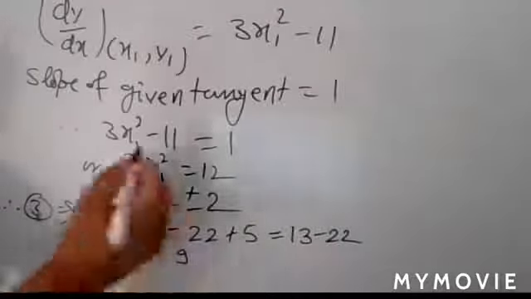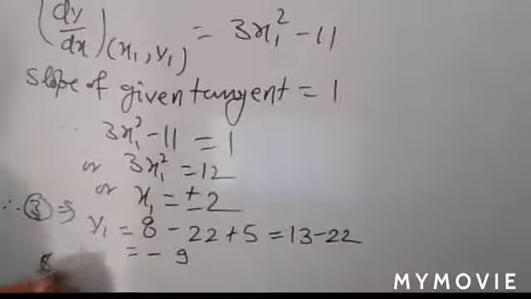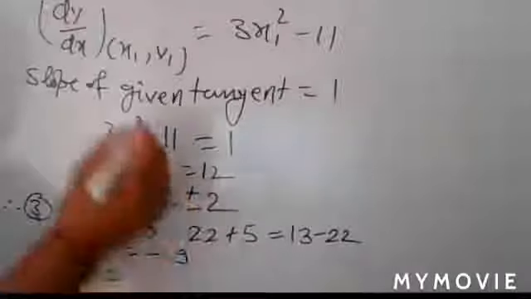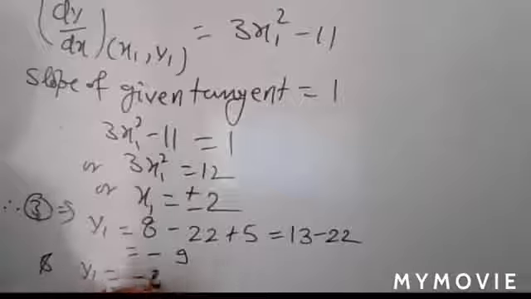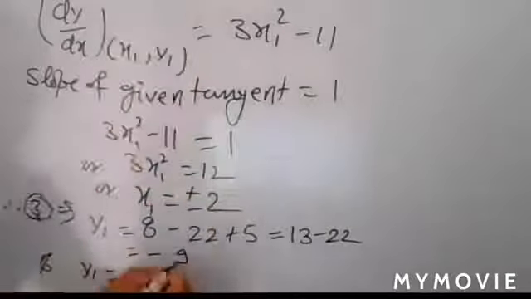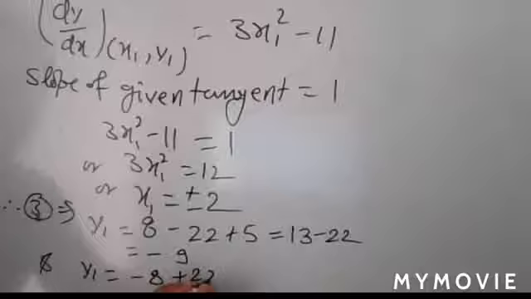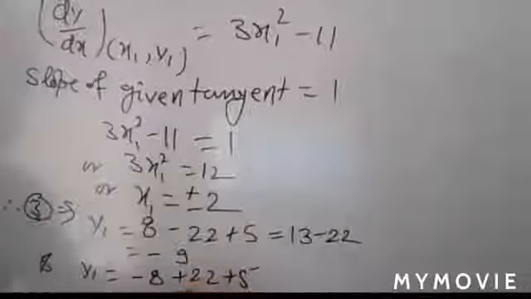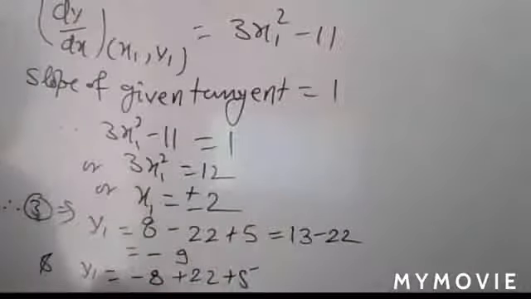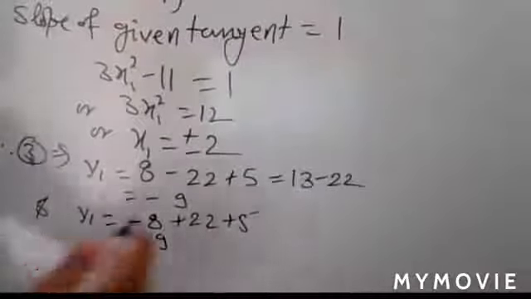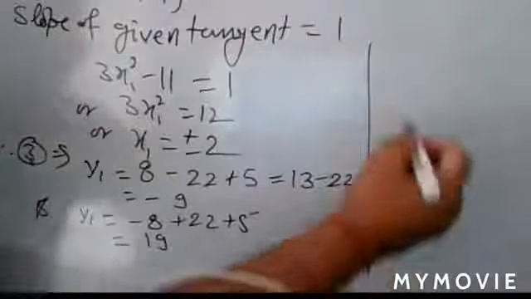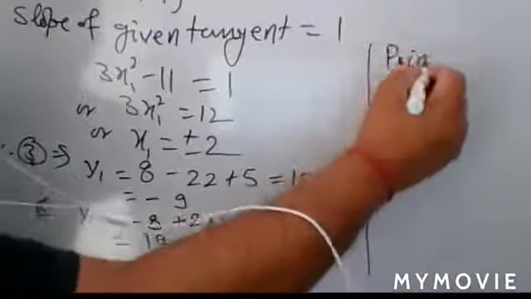In the same way you get the second point. y1 is equal to, if you put minus 2, then minus 8, and here you have plus 22 plus 5. So 27 minus 8, what is that? 19. So write here points on the curve.